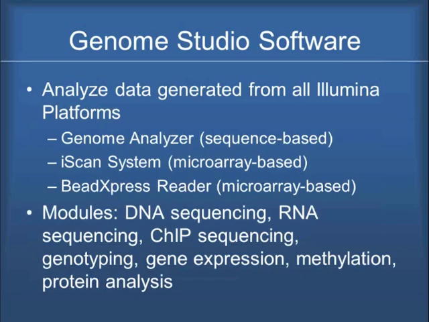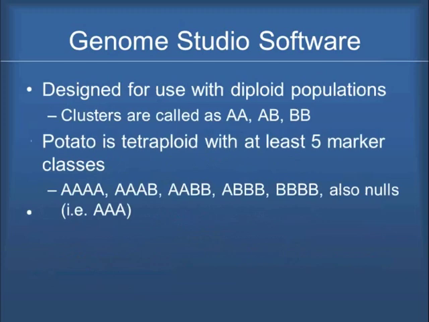We're using the Illumina platform and the Genome Studio software, and we're using the iScan system. They call it microarray based, but there's a bead express system, and I'm going to come back to that. There are other platforms within Illumina that can also be used, where you can use a smaller number of SNPs, ones that maybe are only important to you.